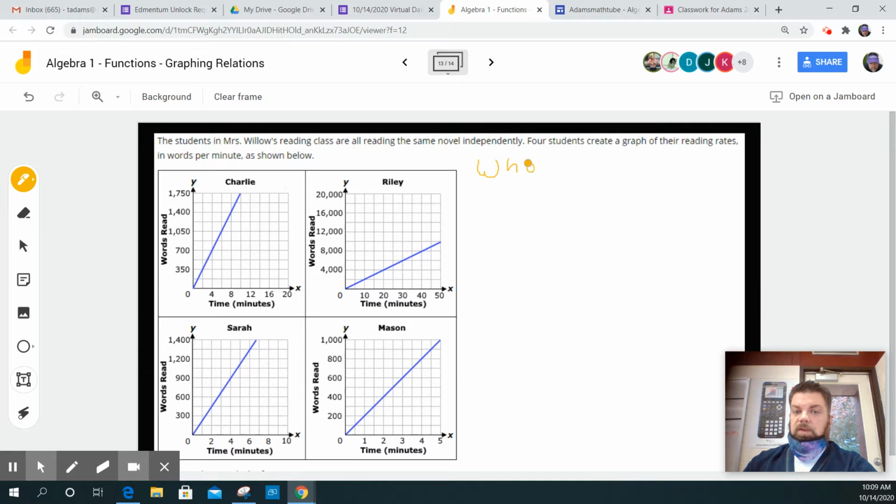who is the fastest reader? So who's the fastest reader? How do we figure that out?